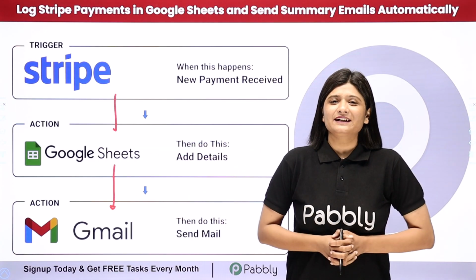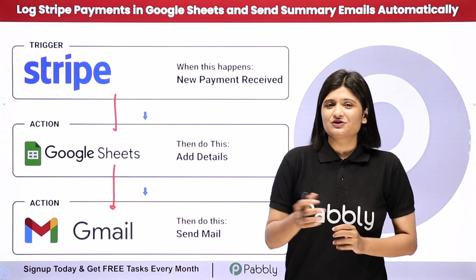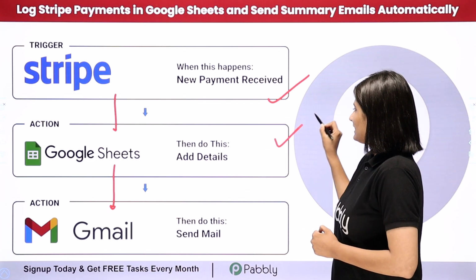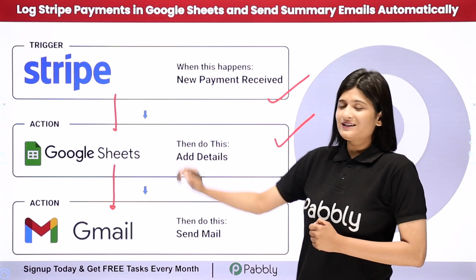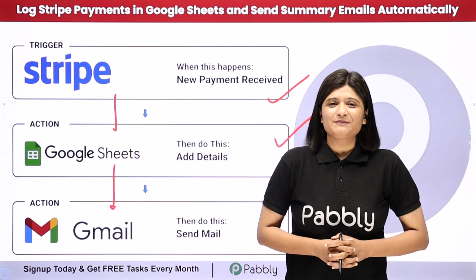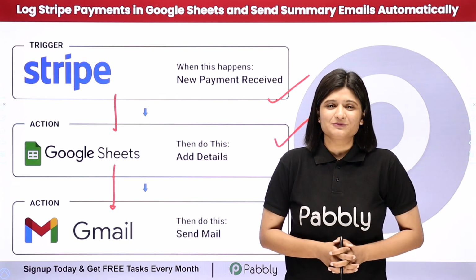With the help of Pabbly Connect, I am going to build this connection in such a way that whenever I receive a new payment in Stripe, I automatically add the details to my Google Sheets spreadsheet and then send the summary email. Now, if you want to learn the step-by-step process, then let me take you to my screen.